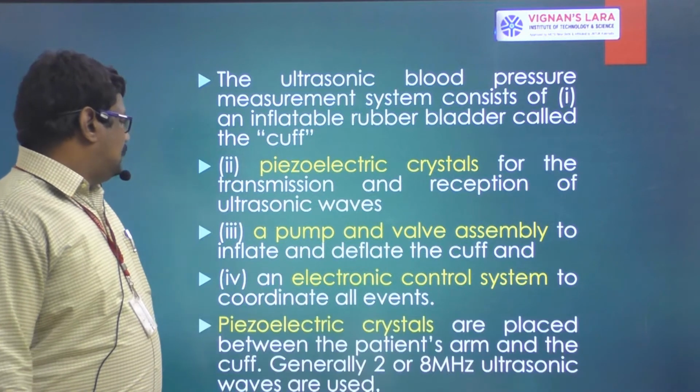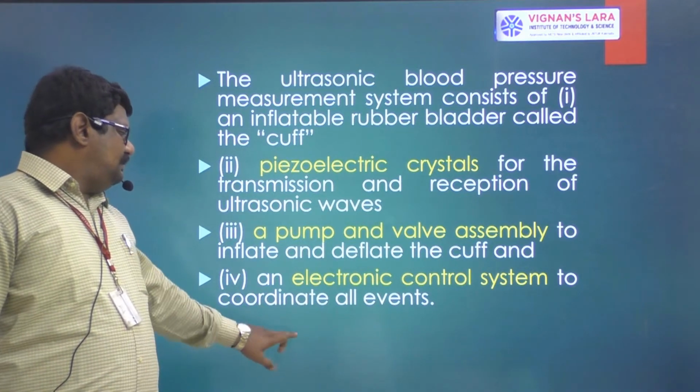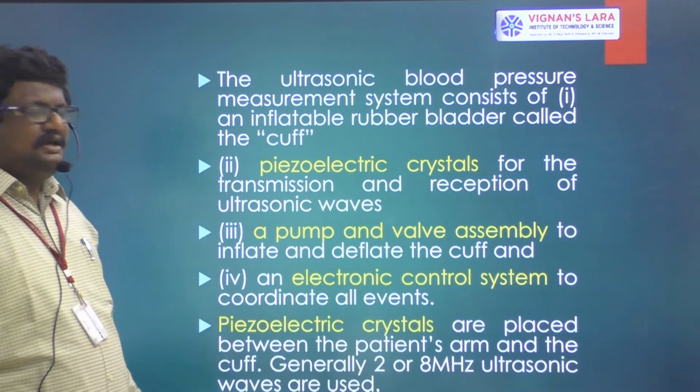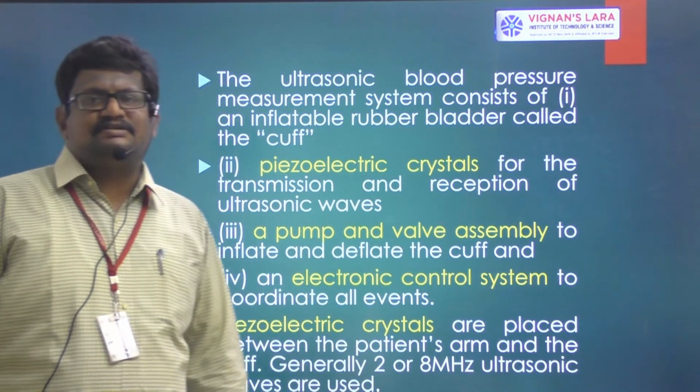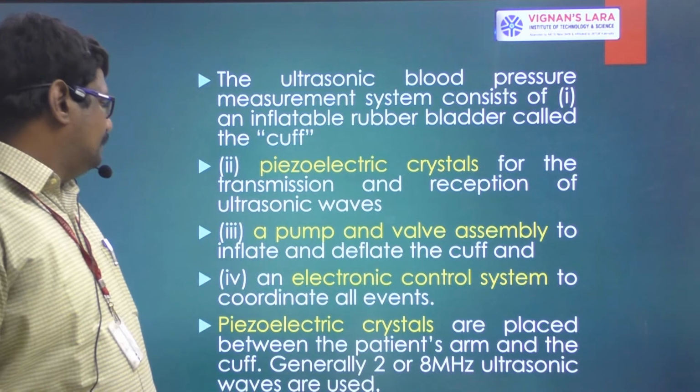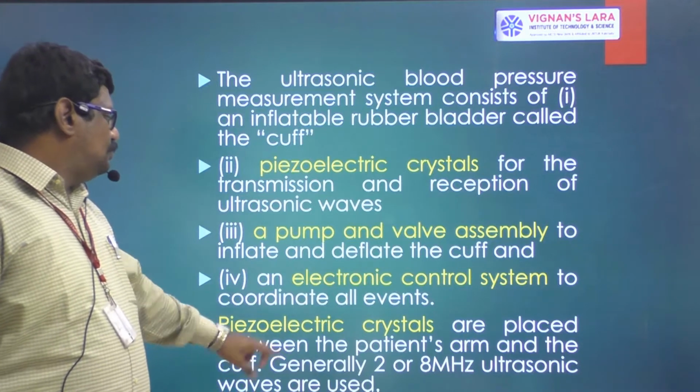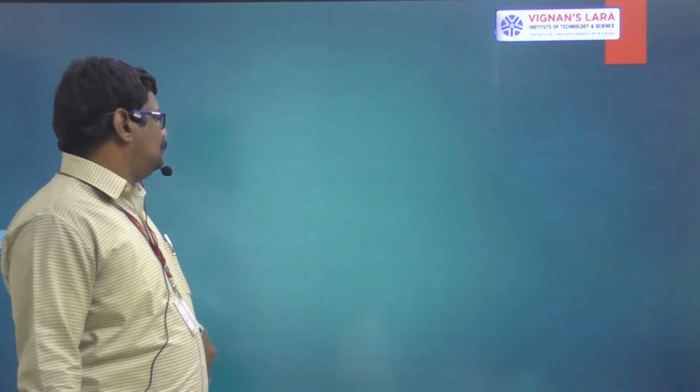So, a piezoelectric crystal is placed between the patient's arm and the cuff. Where is the piezoelectric crystal placed? It is placed in between the patient's arm and cuff. Generally, a 2 or 8 megahertz ultrasound is being used.